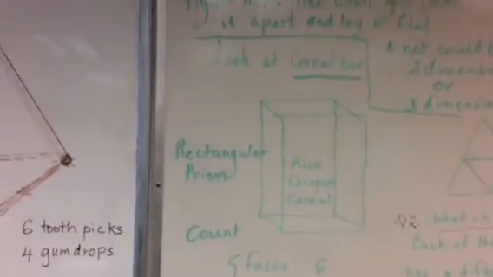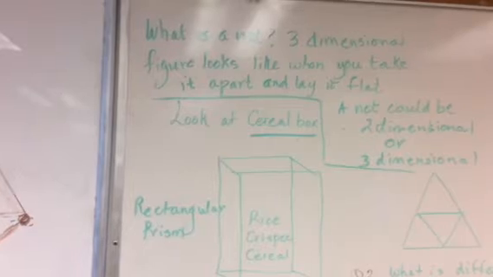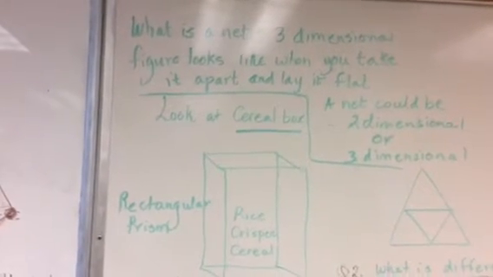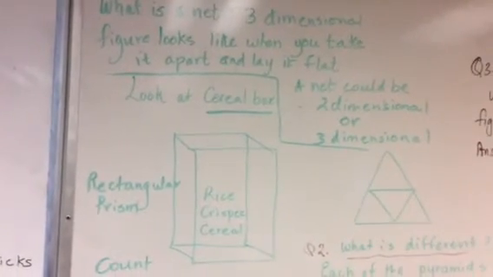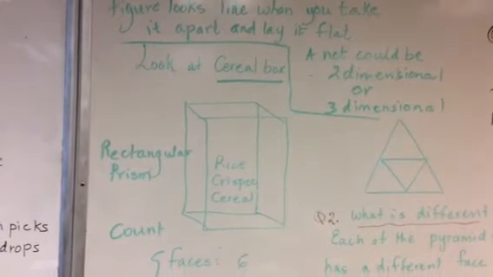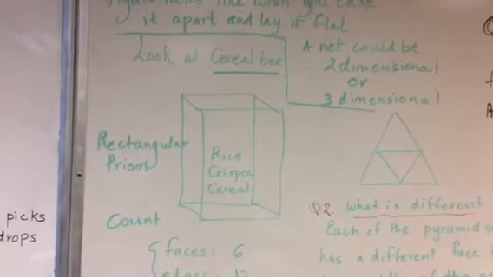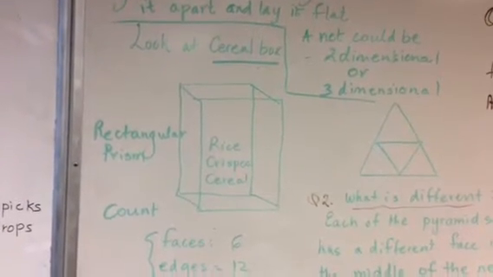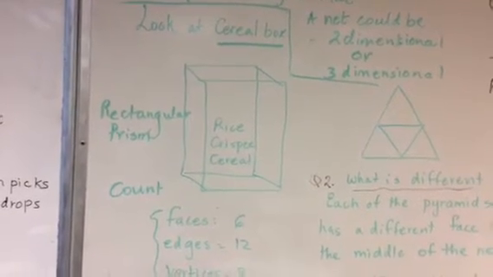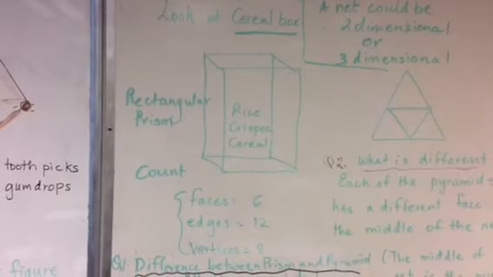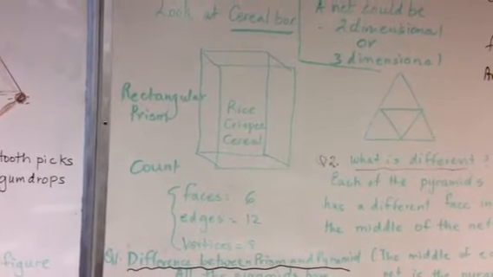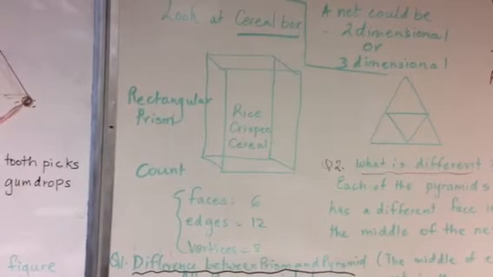Oh, what is a net? A net is what a 3-dimensional figure looks like when you take it apart and lay it flat. Look at the cereal box. A cereal box is a rectangular prism, and if you count all the faces, there are 6 faces, 12 edges, and 8 vertices. You can open up an old cereal box and put it flat down. It will become a net.